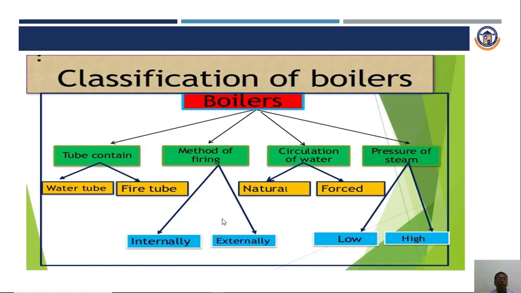So how are we going to classify the boiler? These boilers are classified depending upon the tube content, method of firing, circulation of water, and pressure of steam. The tube content is further classified into fire tube and water tube boilers. Method of firing is classified into internally fired and externally fired boilers. Circulation of water is natural or forced circulation. Pressure development is classified into low and high pressure boilers.